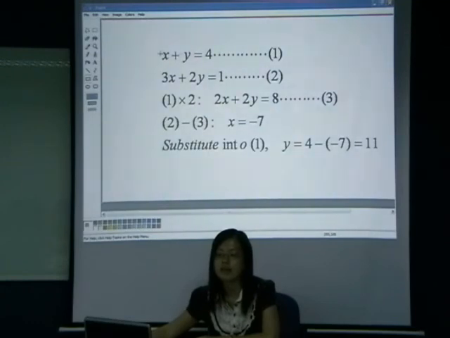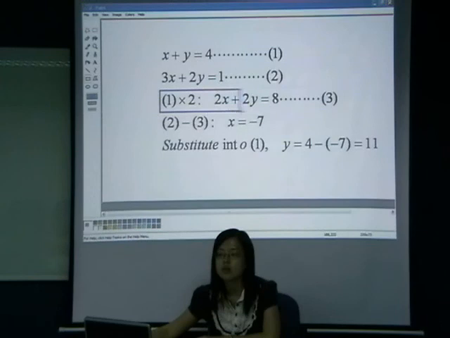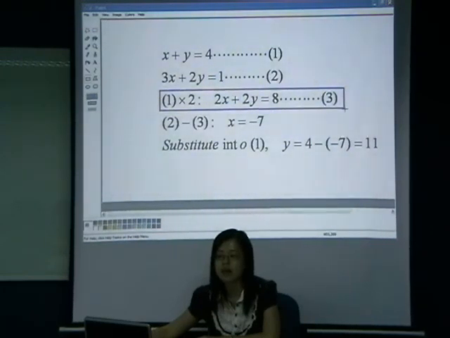Okay, looking at the above example, let's label the first equation as number 1 and the second equation as number 2. So taking equation 1 multiplied by 2, we will get this equation here, which is 2x plus 2y equals 8, and label this equation number 3. And when we take equation 2 minus equation 3, we will be left with only one x term, which is x equals negative 7.